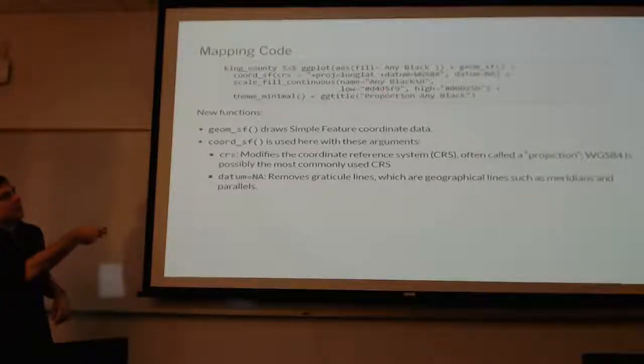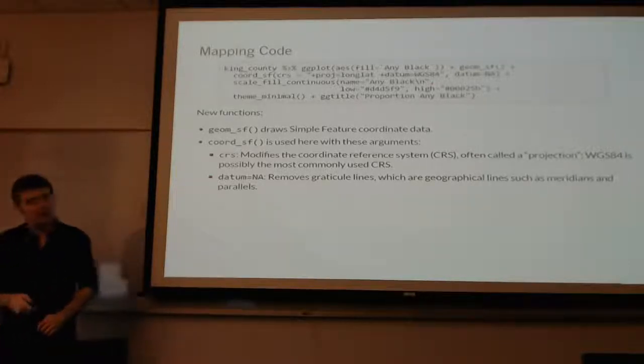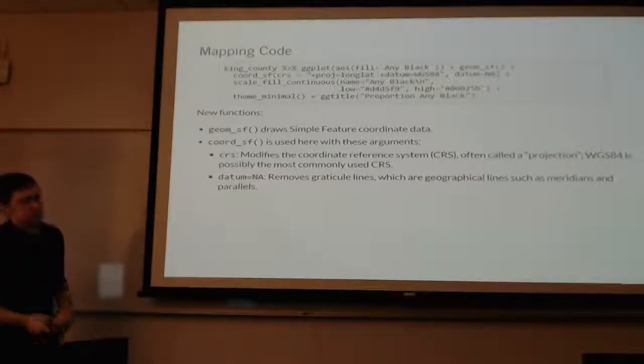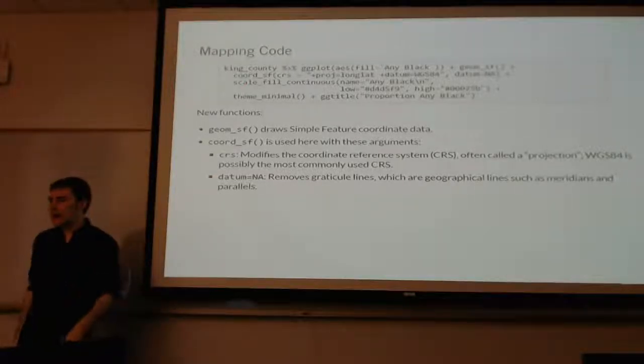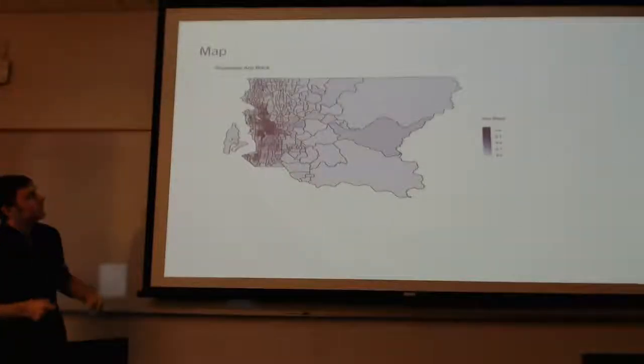Low color was some hex code I grabbed, forgetting what color scale I'm on. Something low, something high, just arbitrarily grabbed some stuff off the color wheel to make it look nice. Theme minimal gets rid of just about all of the random stuff like axis labels. Then I added a title to it. It looks like that. That's the entirety of King County mapped by proportion any black.